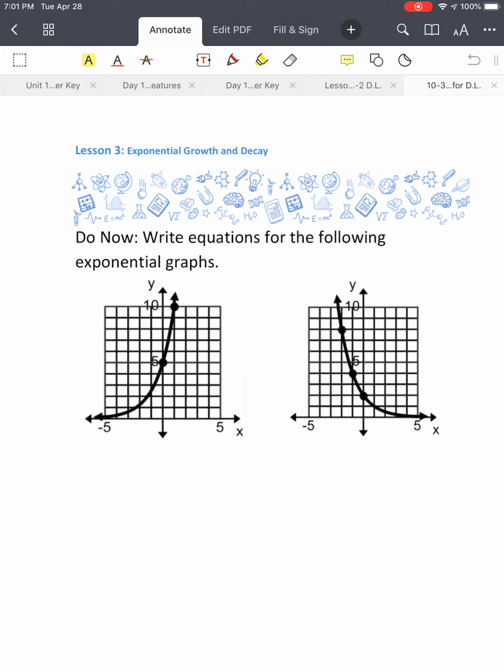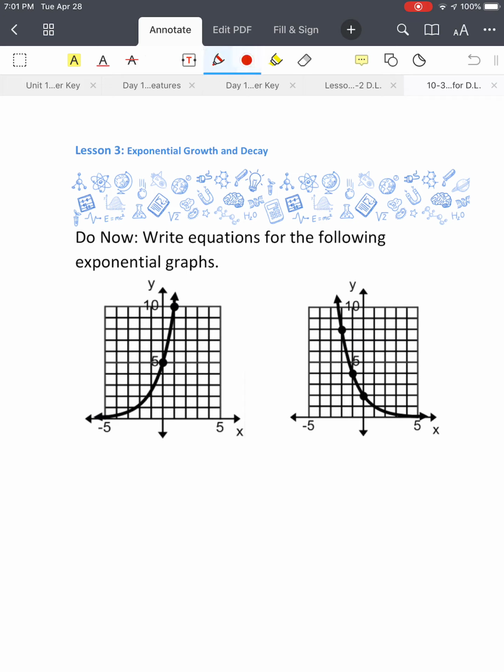We're going to continue on with our unit on exponentials. So I have a do now for you. It's to write the equations for the following exponential graphs, which is what we've been working on the past couple of days. So take a second, pause and try it. And then when you unpause, I'll go over it.